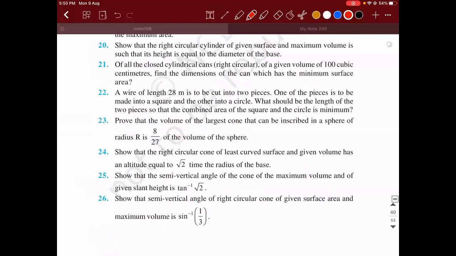Okay, sir. Now you guys try the 23rd problem. Draw the diagram and then prove that the volume of the largest cone that can be inscribed in a sphere of radius capital R is 8 by 27 of the volume of the sphere.